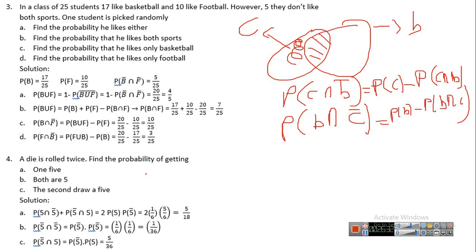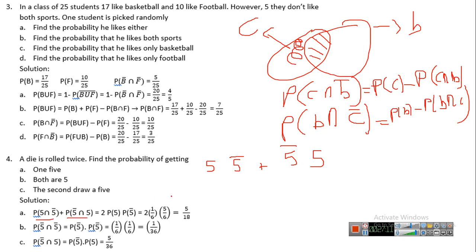Okay? Number 4: a die is rolled twice. Find the probability of getting 1 5. When you roll a die, the rolls are independent because the second roll is not affected by the first roll. So find the probability of getting 1 5. You need to get a 5 and then not 5, or 5 bar. We said independent, order is important, then 5.